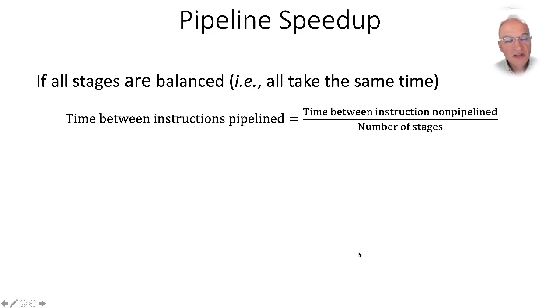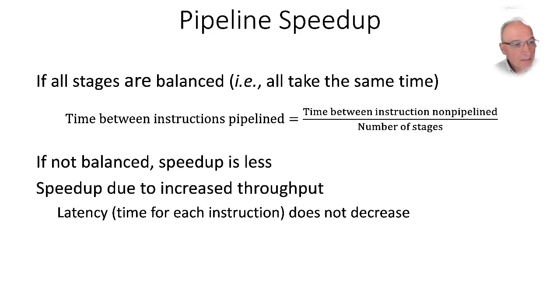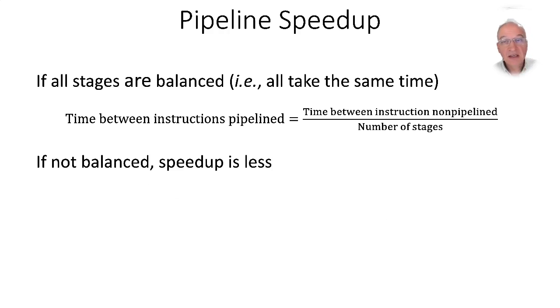So if all stages are balanced, so if they all take the same amount of time, the speed up because of the pipeline, that is the time between instructions in the pipeline execution, is the time between the instructions non-pipeline divided by the number of stages. If the pipeline is not balanced, which means that some stages take longer than others, the speed up will be less than that because some stages are going to have to wait.